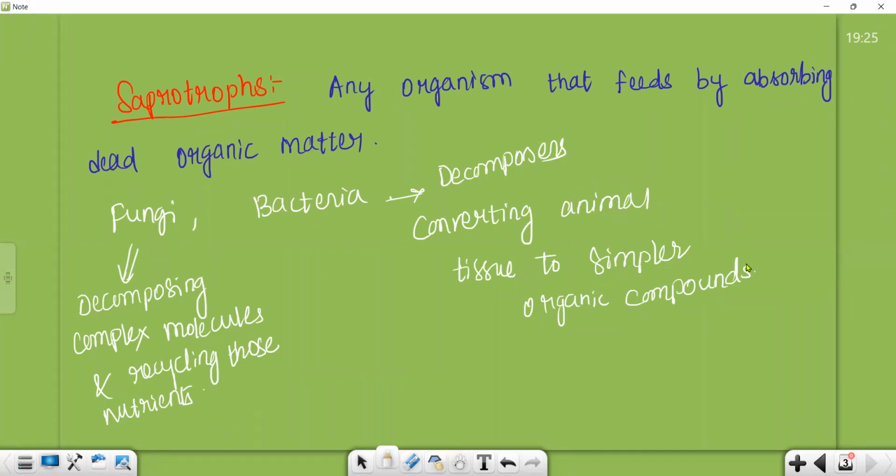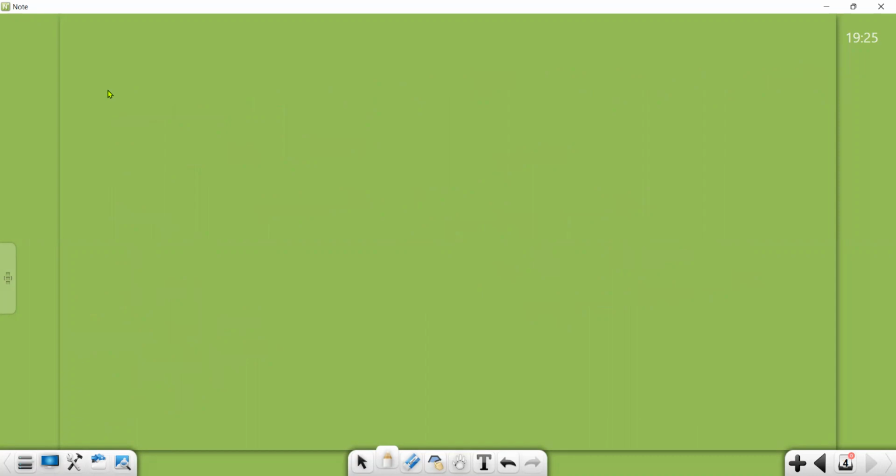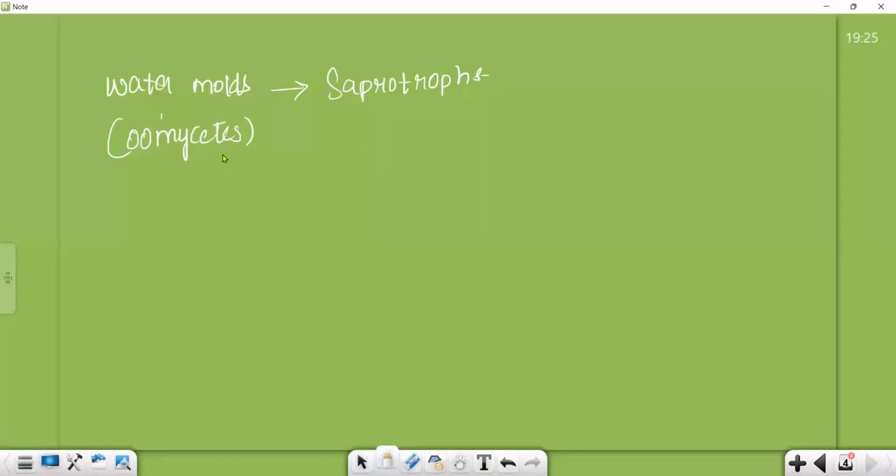Yes, ma'am. So examples of saprotrophs are fungi and bacteria. For parasite, the example we have seen is Cuscuta, and for insectivorous plant, we have seen the pitcher plant. Next, the other example of saprotroph is water molds. Water mold is also called oomycetes. You can find these water molds mostly in fresh as well as in salt water environments. So wherever you go, you can find these water molds. This is also an example of saprotroph, and its function is also to help in decomposing.